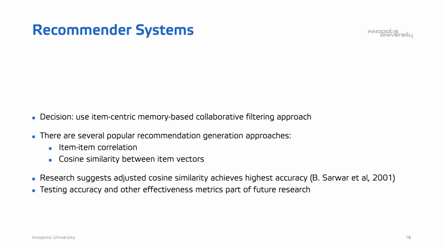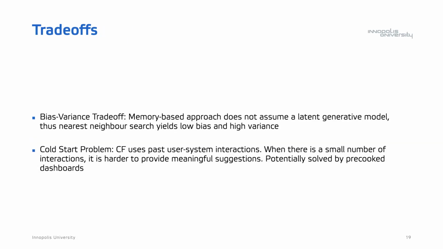Effectiveness metrics are also to be considered, not only accuracy, but other effectiveness metrics such as serendipity, because we do not only want very similar items to be suggested, but we want to introduce some diversity too. So there are certain trade-offs when we are picking the best mechanism to be used.